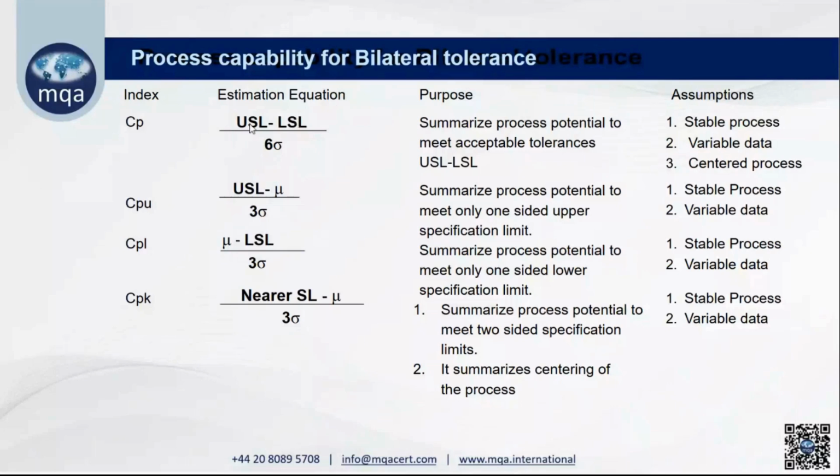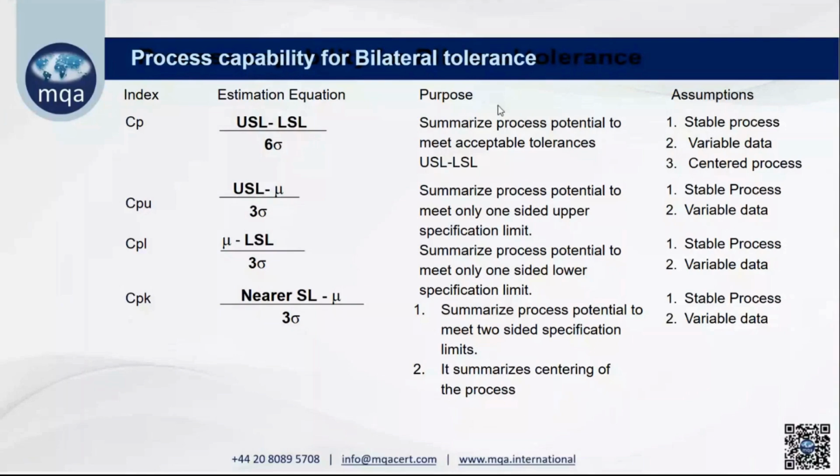This is the formula. So Cp is specification limit, upper minus lower, upon 6 sigma. CPU is USL minus mu upon 3 sigma. CPL is mu minus LSL upon 3 sigma. And Cpk is the nearer specification limit minus mu upon 3 sigma. Okay?